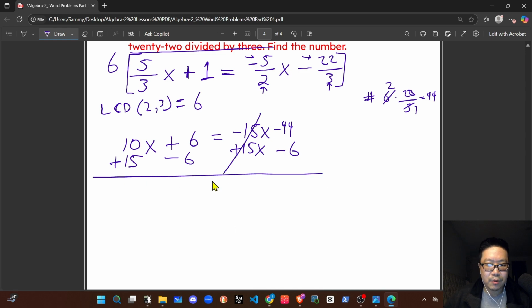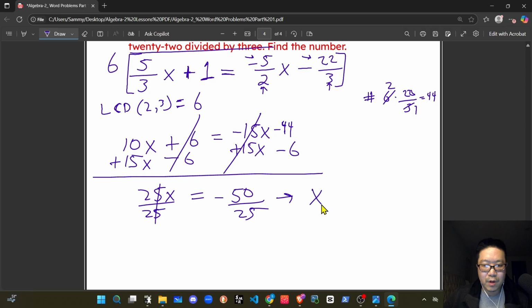When we do that, we can cross these out, and we're left with 10x plus 15x, which is 25x, equals negative 44 and negative 6 combined to negative 50. And we can divide both sides by 25. And that will give us a value. So x is going to equal, well, negative 50 divided by 25 is negative 2. And that is our answer.